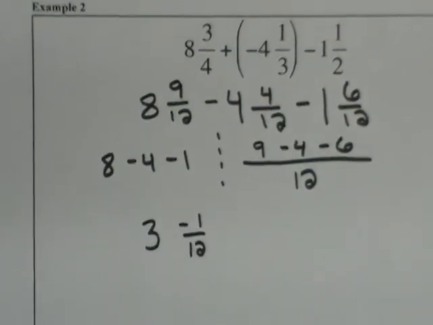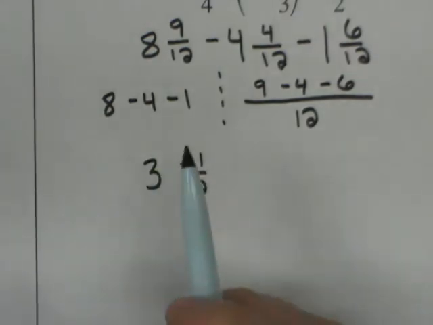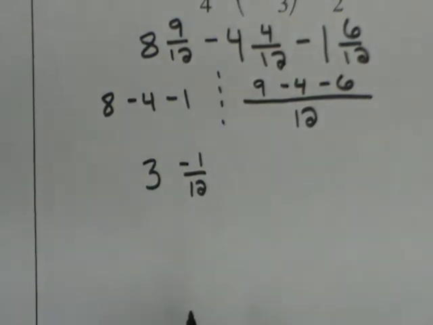Now here's an interesting spot. When I have a whole number and a fraction that don't match in sign, that's not my answer. I can't leave the answer that way. And so what I do, I'm going to have to borrow. And I like to set this up like borrowing money or making change.